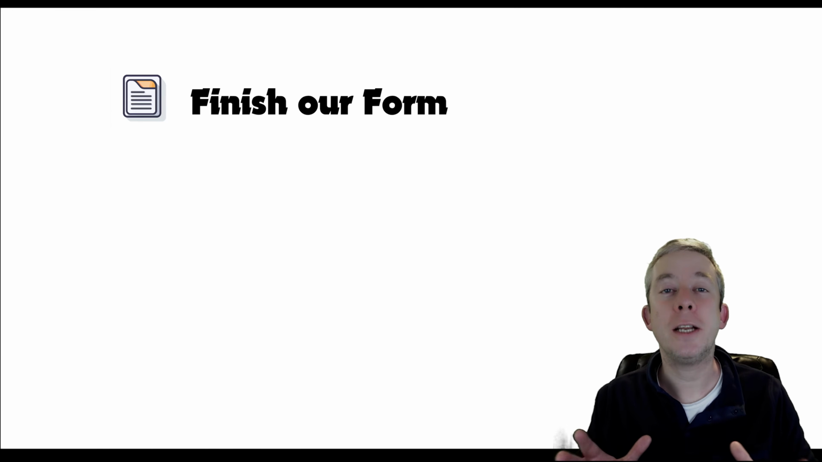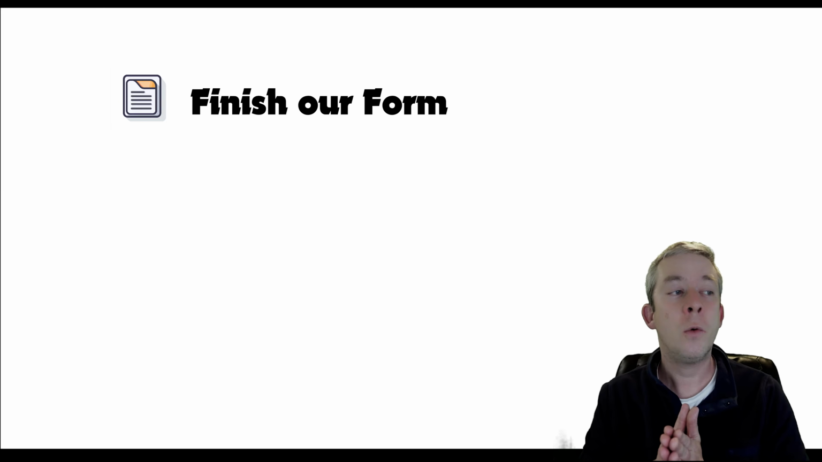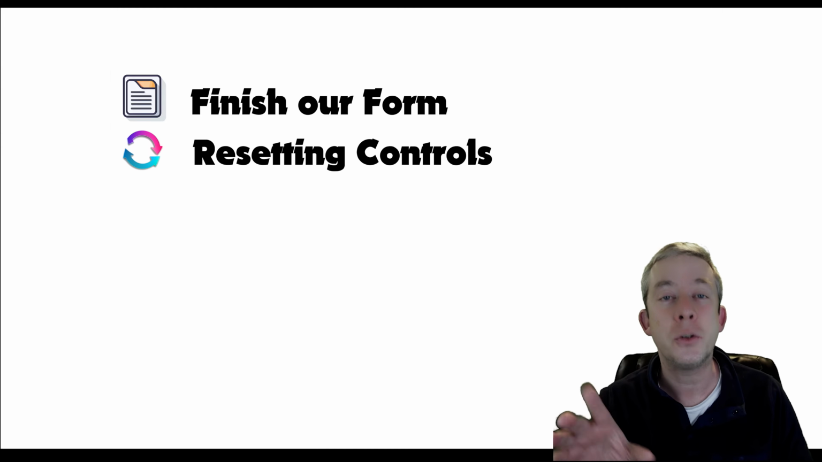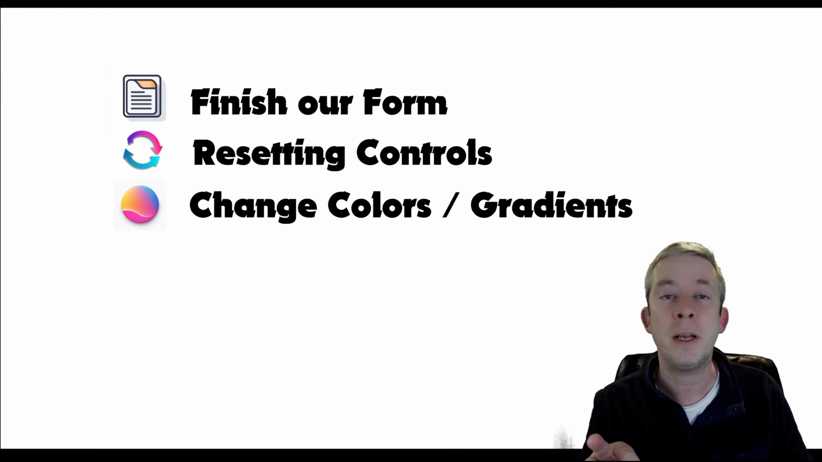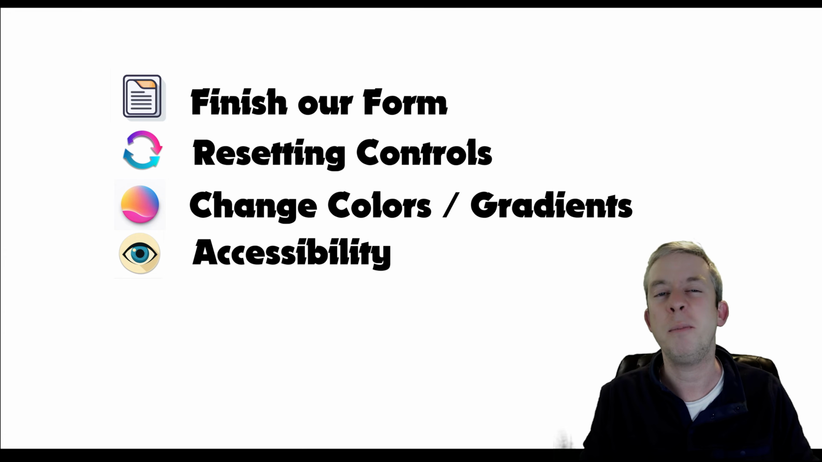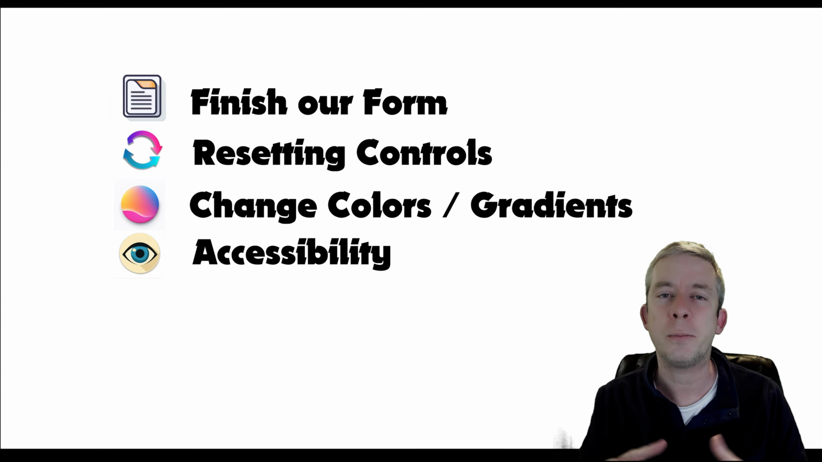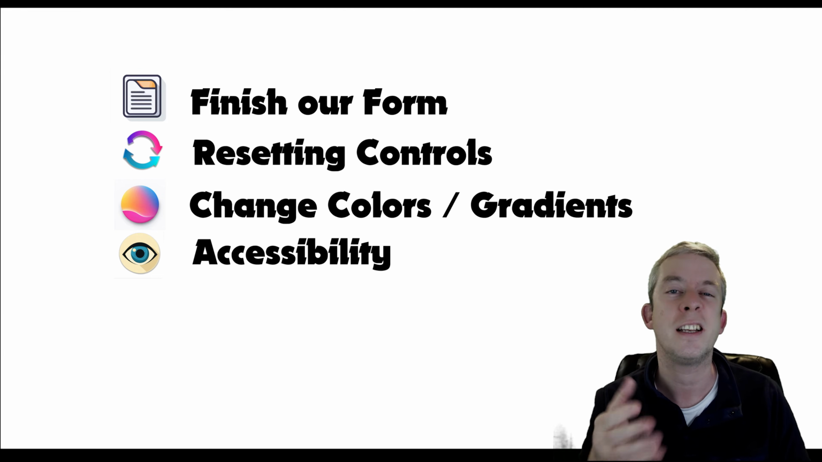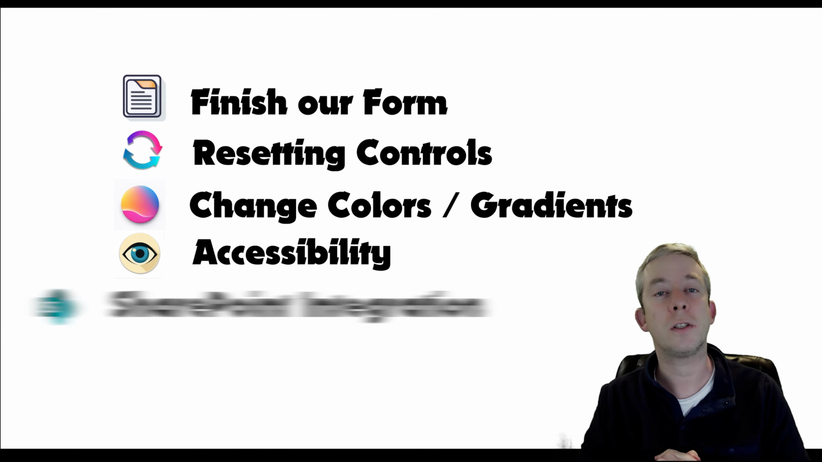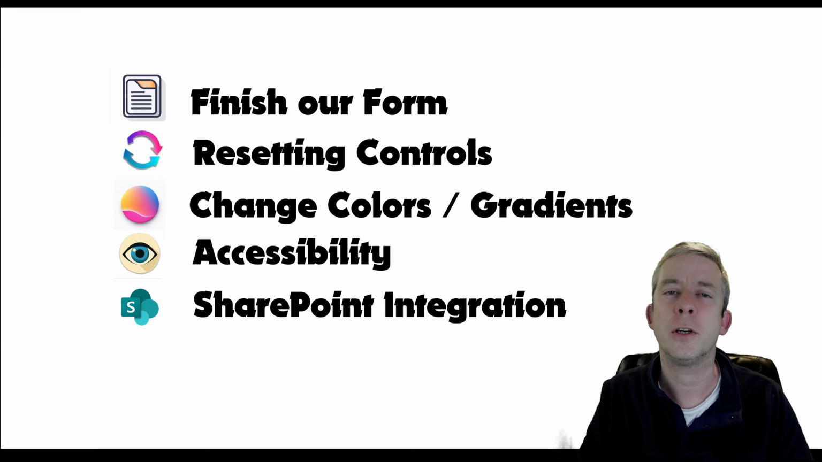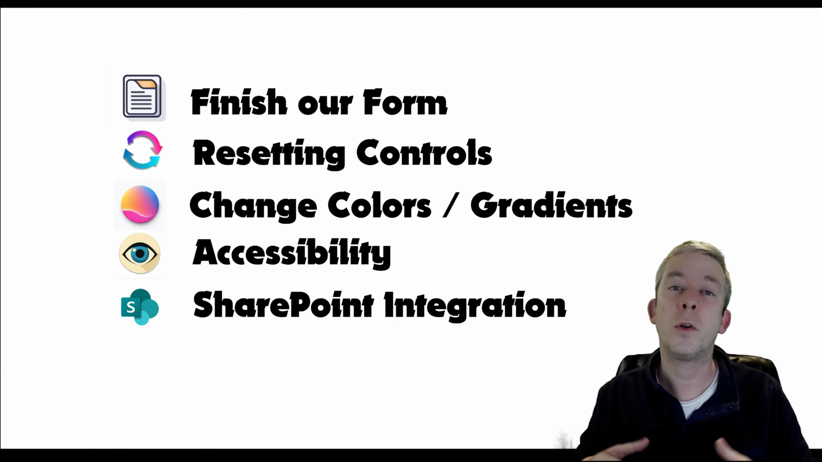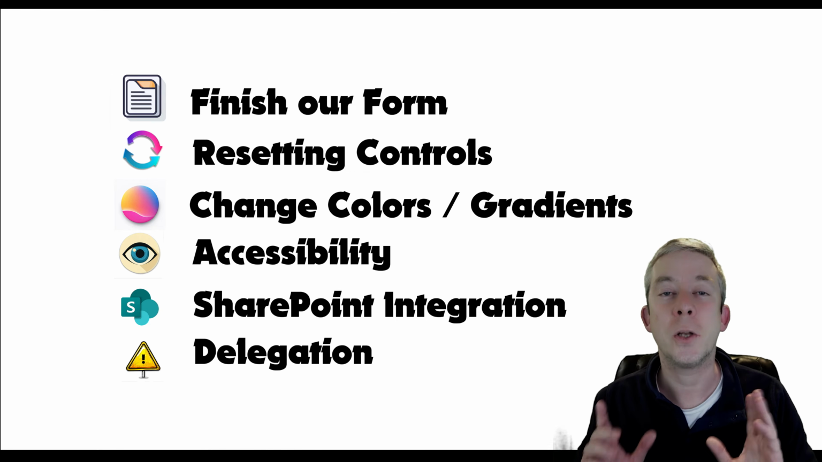Today, we're going to finish out our form that we started last week. We are then going to go over resetting each one of the controls, and we're going to start changing the colors, add an image, and we'll talk about accessibility because once we start adding colors, we need to make sure that things are accessible and how to document that accessibility. Then we'll start talking about SharePoint integrated forms. I had a question from one of you for SharePoint integration. We'll discuss delegation. So let's get into it.